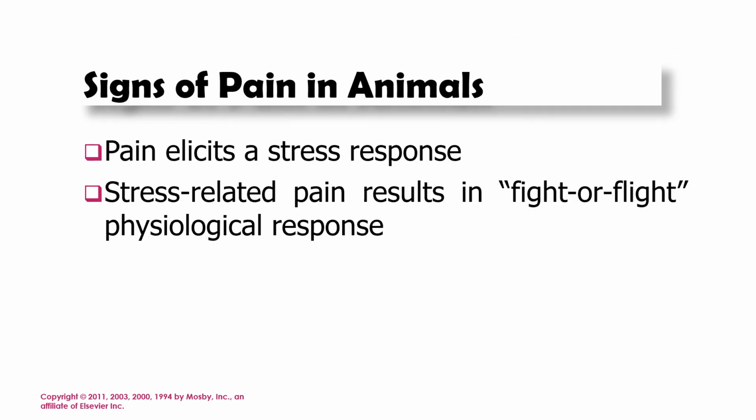So pain elicits a stress response, and the stress-related pain results in fight or flight physiological response. As you can notice, when there is elevation in the pain level in the body, there is also an increase in the catecholamines, the norepinephrine and the epinephrine, as well as the stress hormone cortisol.